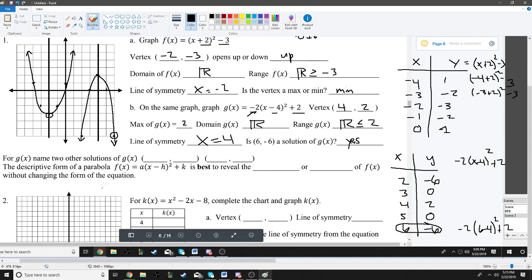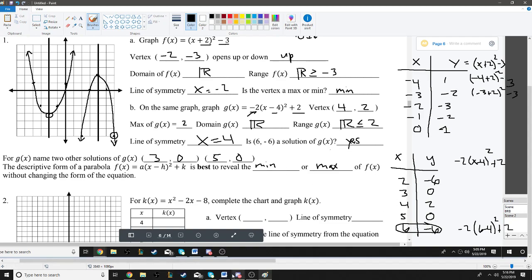Okay. Name 2 other solutions to f of x. 3 comma 0 is a solution, and 5 comma 0. If it is on the line, it is a solution. Okay. The descriptive form of a parabola is best to reveal the minimum or the maximum without changing the equation. All right.